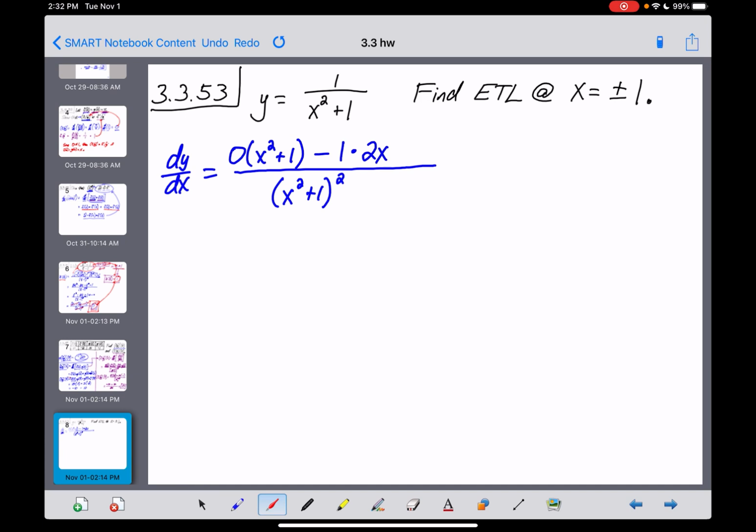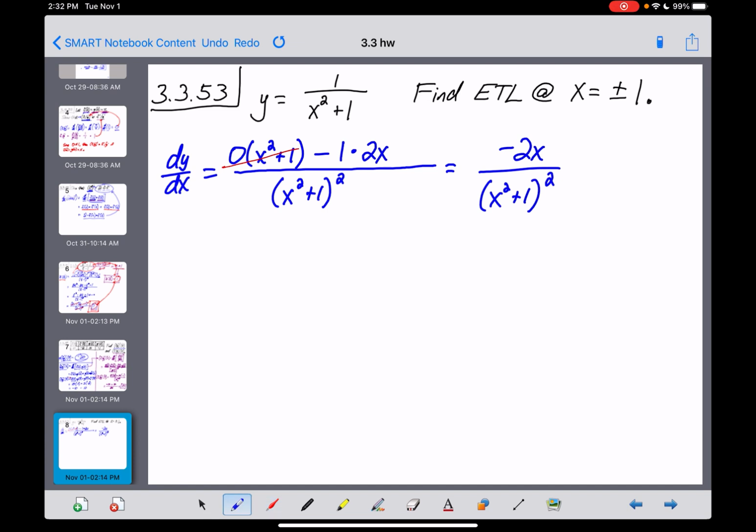So what does that do for us? This whole first term now cancels out, and we just end up with a negative 2x up on the top, and then the x squared plus 1 quantity squared down on the bottom. It is never worth the time and effort to expand a denominator raised to a power like 2. Never, never, never. Leave it in factored form like that. Nothing cancels right here, so that's as good as we're going to get for our derivative.